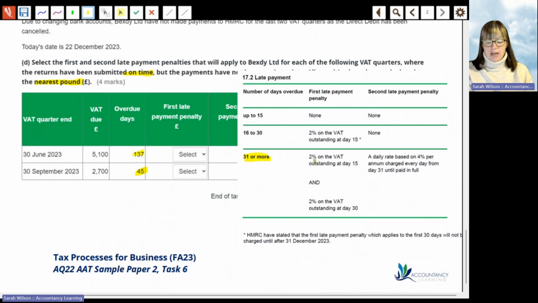So we're going to be looking at 2% on the VAT outstanding at day 15. And this is important for this one, 2% on the VAT outstanding at day 30. So we are first of all going to be using our VAT due amounts, so our 5,100 and our 2,700, to calculate our penalties.